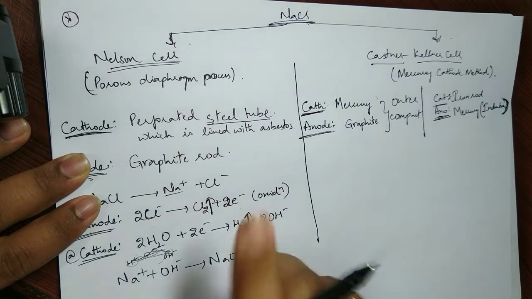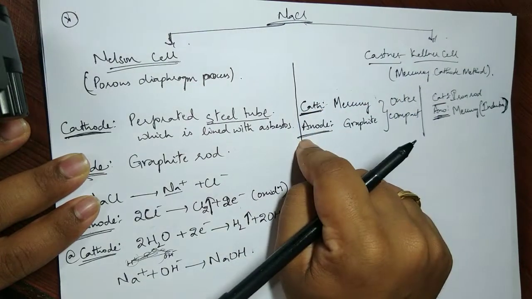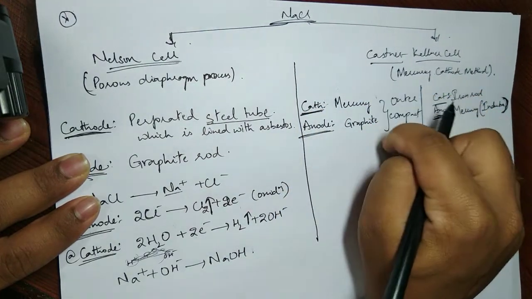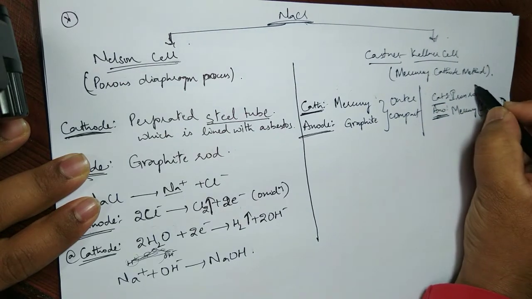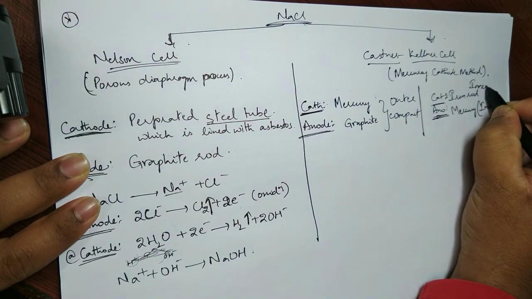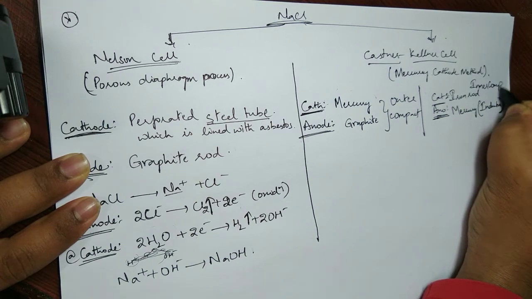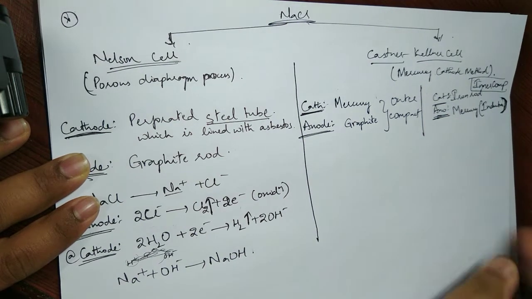Okay, so point to be noted: cathode mercury, anode graphite, at the outer compartments. Cathode iron rod, anode mercury, at the inner compartment. There is only one inner compartment, and in that we see this.